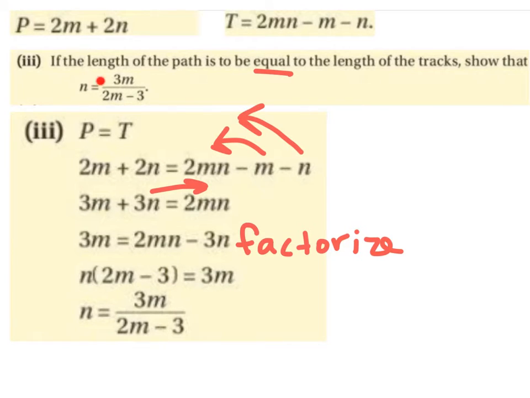Remember, I'm trying to solve for n, I'm trying to get the n on its own. And since the n is stuck onto 2m minus 3 with brackets around it, that means multiply, and the opposite of multiply is divide. So I'm going to have to divide by 2m minus 3 to get the n on its own, which I do. But I must divide the right hand side also by 2m minus 3. So I end up with 3m over 2m minus 3. And that is exactly what I wanted.